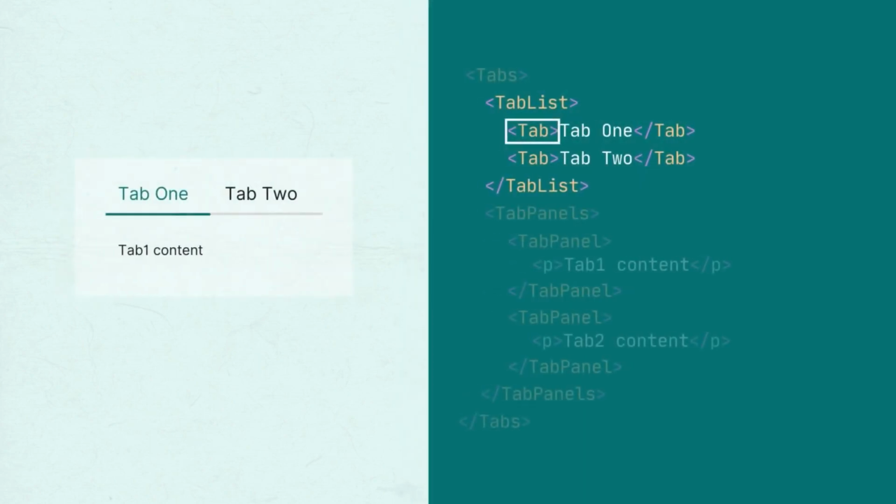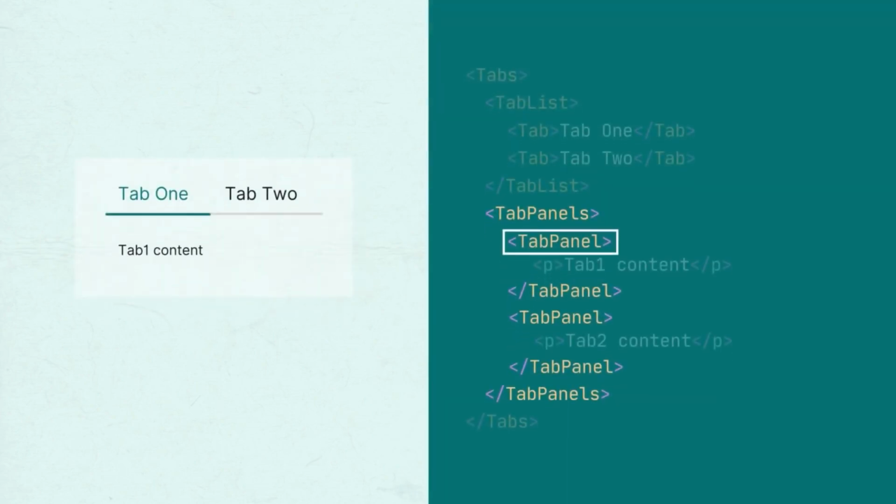Tab list should only have tab as children, while tab panels should only have tab panel as children.